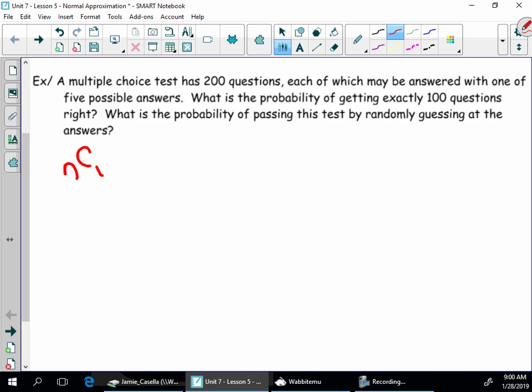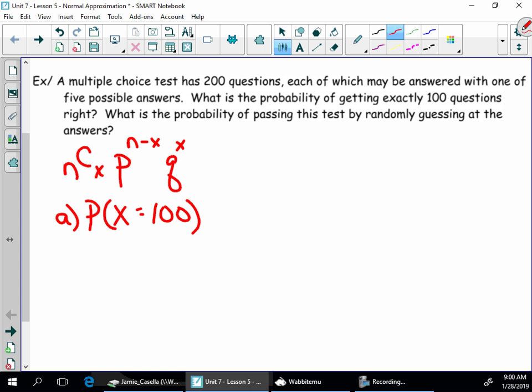So from last unit, our formula was n choose x, where n is the number of trials and x is your number of successes, times p to the x, how many times you want to be successful, and q was your probability of failure to the n minus x, how many times you want to fail. In this situation specifically, the first part of it, we're looking for exactly 100 successes. So there's 200 trials, 200 questions, and I want to get 100 of them right.